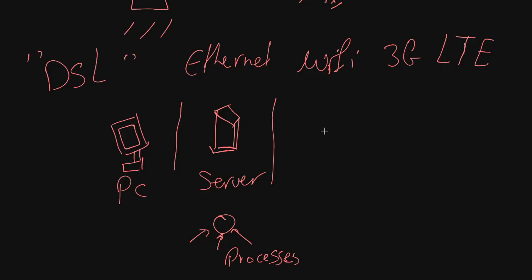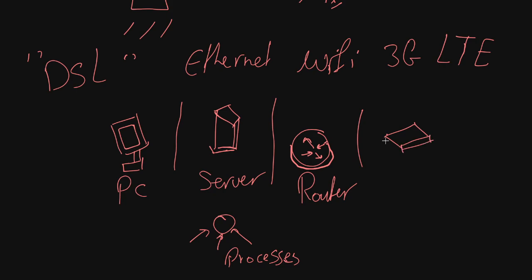There is a server and there is a router. The router is usually drawn as a circle, something like this. And this is a router, or it can be a switch. A switch is something that looks rectangular like this. This is a switch.